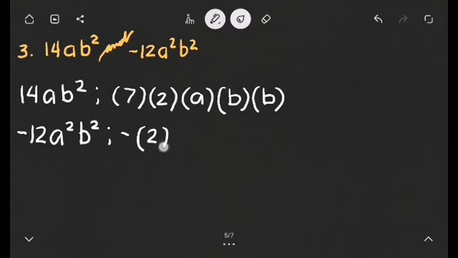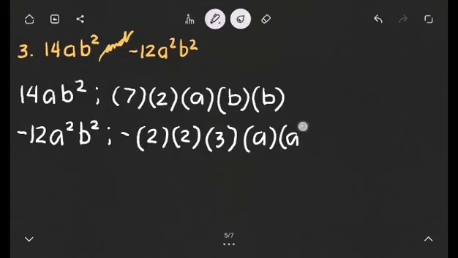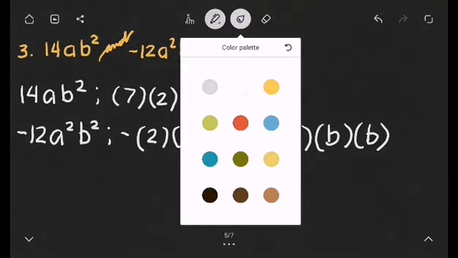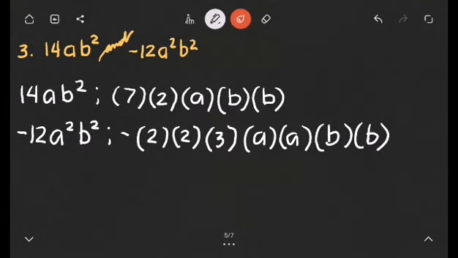2 times 2 is 4 times 3. And then, ang A squared ay A times A. And then, ang B squared ay B times B. So again, identify natin yung mga magkakaparehas nilang factors. So meron tayong 2 dito, and then 2 sa negative 12a squared, b squared.